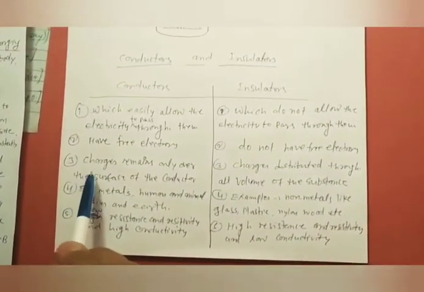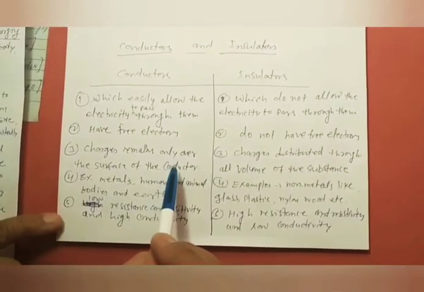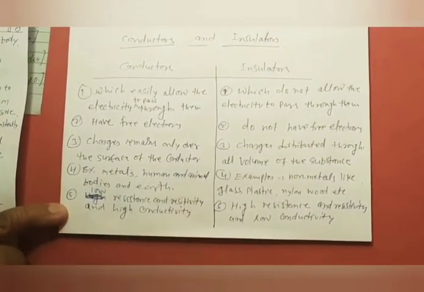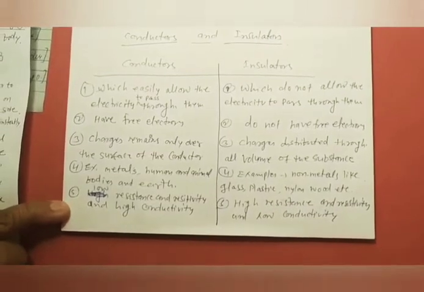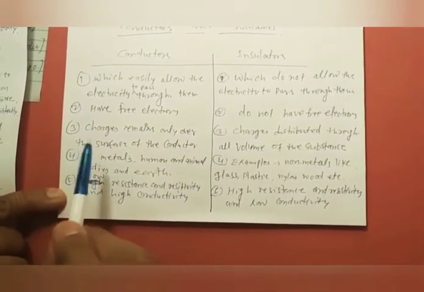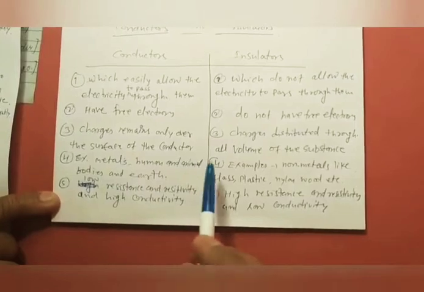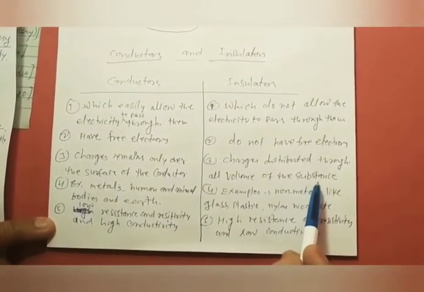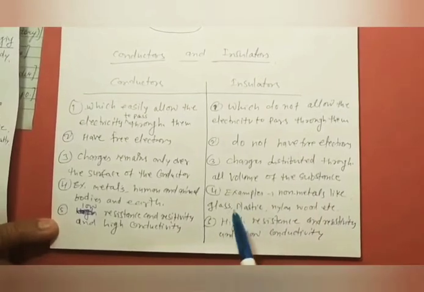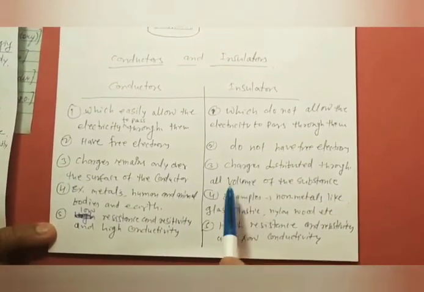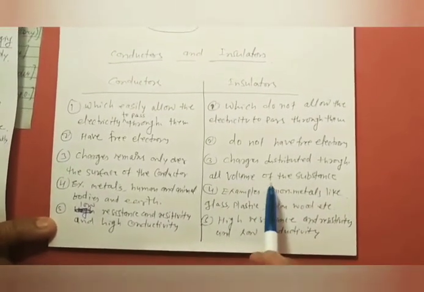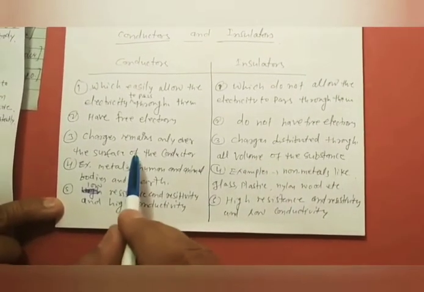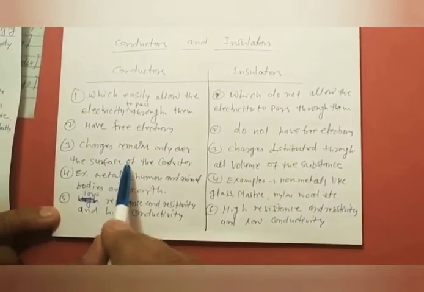Third one, charge remains only on the surface of a conductor. When charge is given to a conductor, charge remains only on its surface. If charge is given to an insulator, then this charge is uniformly distributed through its whole volume, means charge cannot remain inside the conductor.